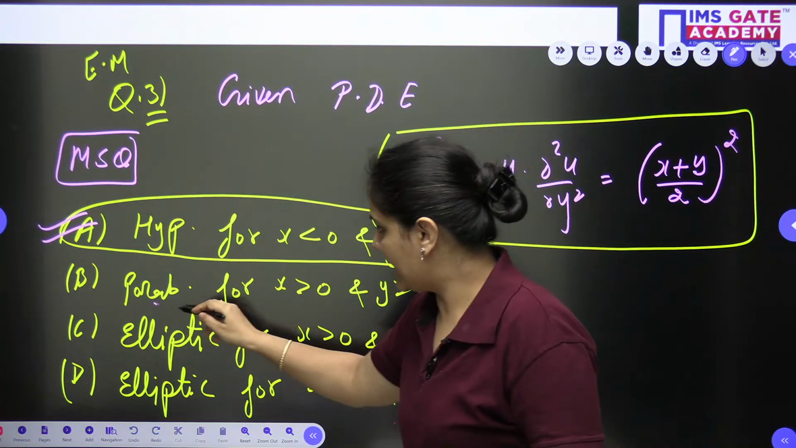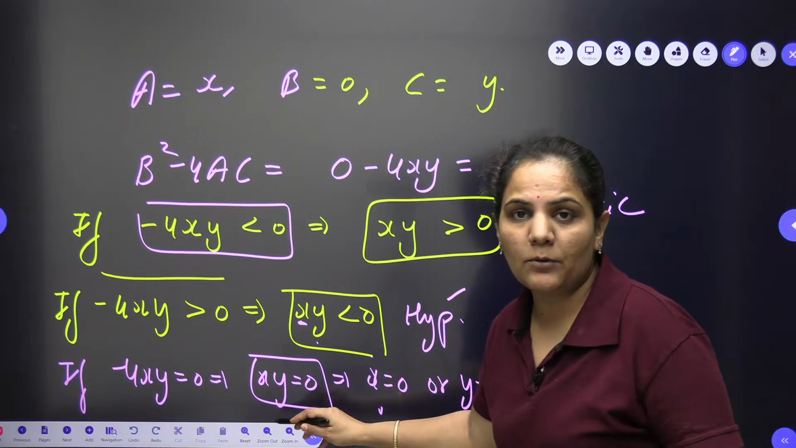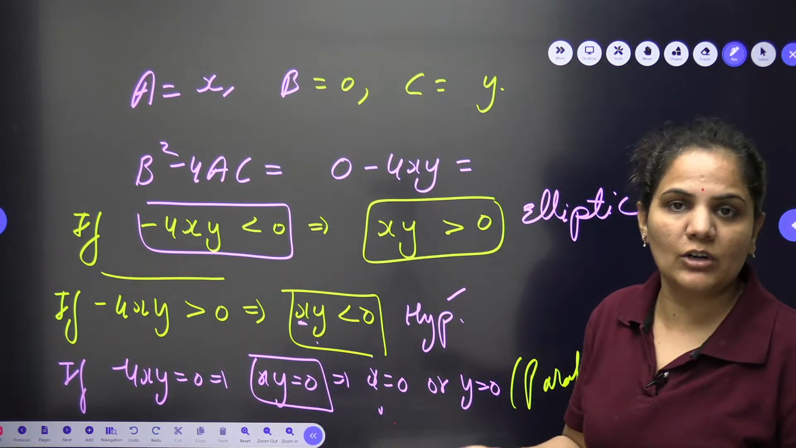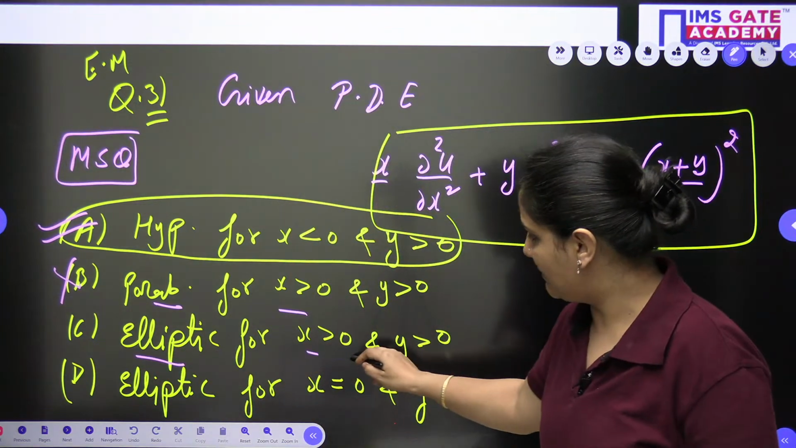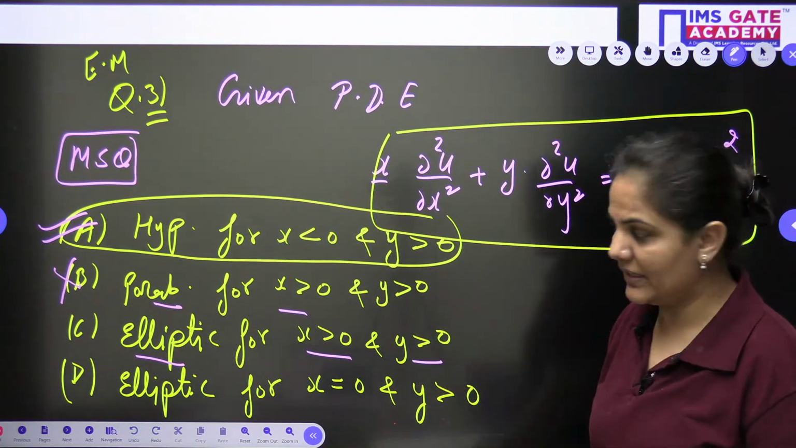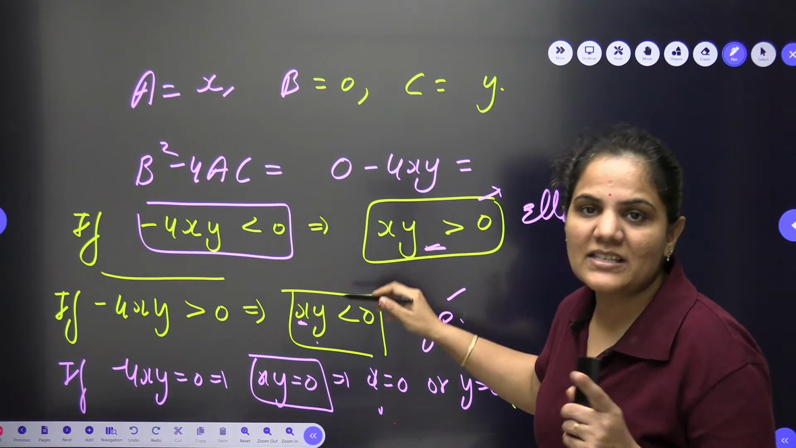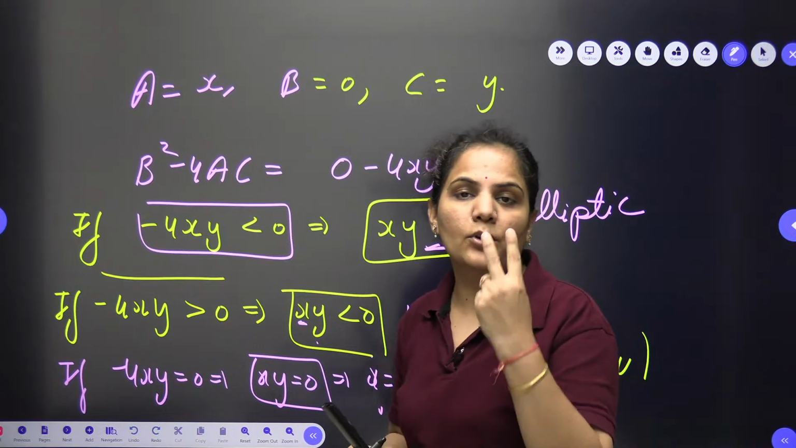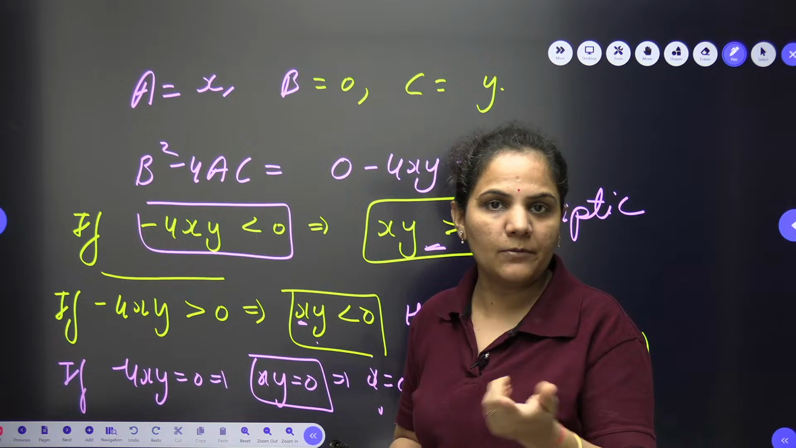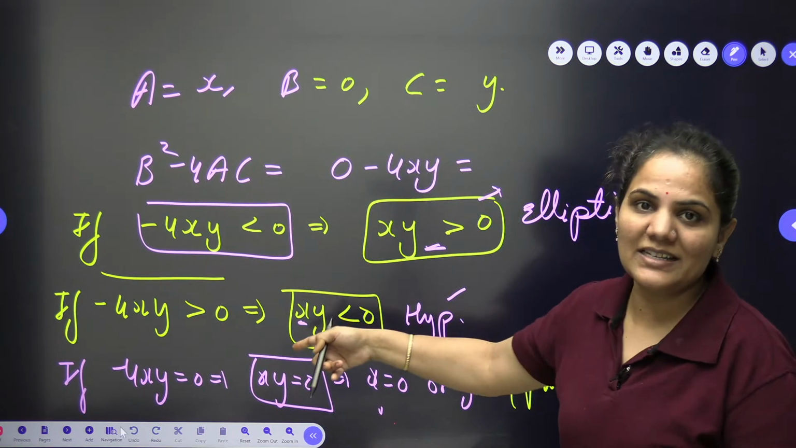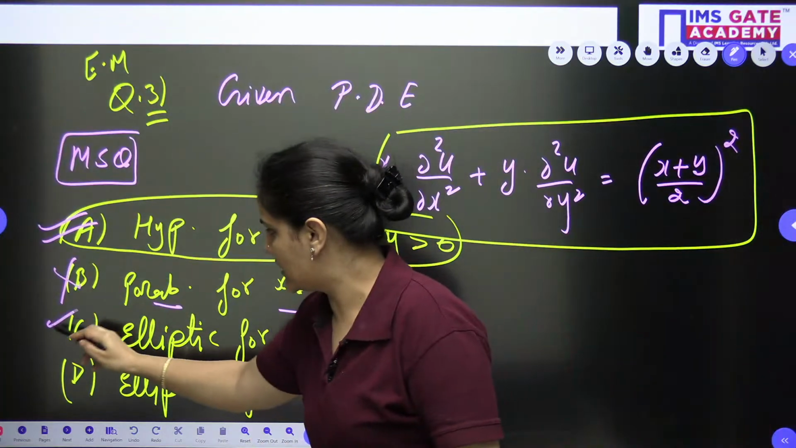When we look at the second option, parabolic for x greater than 0, y greater than 0: no, parabolic is only possible when x and y both or any one of them is 0. So this is not possible. When I go for the next one, elliptic for x greater than 0 and y greater than 0: we already have xy greater than 0. When the product of any two numbers is greater than 0, it means both numbers should be positive. If this condition is given to you, then it is possible. So x greater than 0, y greater than 0, yes, this will also work.